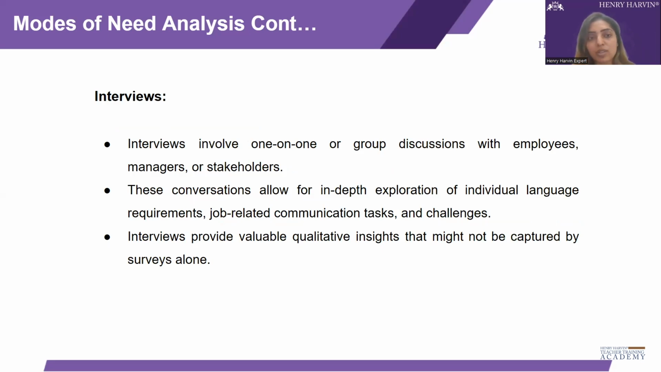Then there can be interviews as well. Interviews involve one-on-one and group discussions. There can be certain groups created with employees, managers, and stakeholders separately: manager level, employees who are working under them, and stakeholders. These conversations allow for in-depth exploration of individual language requirements and job-related communication. The group of managers can tell you what exactly they are looking for, because they are the ones managing, so they know the challenges better than anybody else.